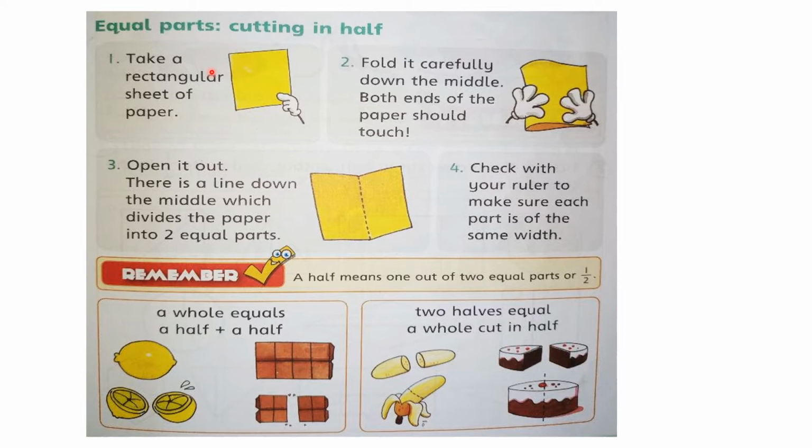So you have to take a rectangular sheet of paper and fold it down the middle like this. आपने उसे इस तरह से fold करना है कि उसके ये सारे sides जो है वो touch कर रही हों ताकि वो equally fold हो जाए दोनों side से. And when you open it, there will be a line drawn here and it divides the paper into two halves. This is one half, this is the other half. So this part is called a half. So two halves make one whole.